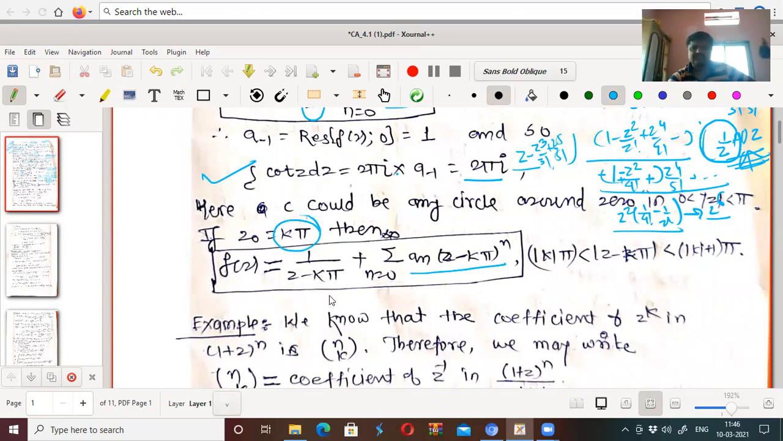Again, the residue of this function is the coefficient of 1 upon z minus k pi. The residue is equal to 1 again. Isn't it? The residue is equal to 1 here. Okay, that is the case.